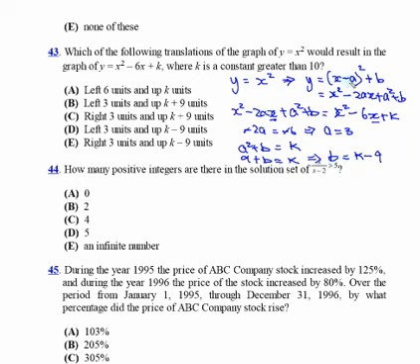So basically, a is 3. That means the graph moved toward the right by 3 units. Then it goes up by b, so plus b is going up. So it goes up by k minus 9.